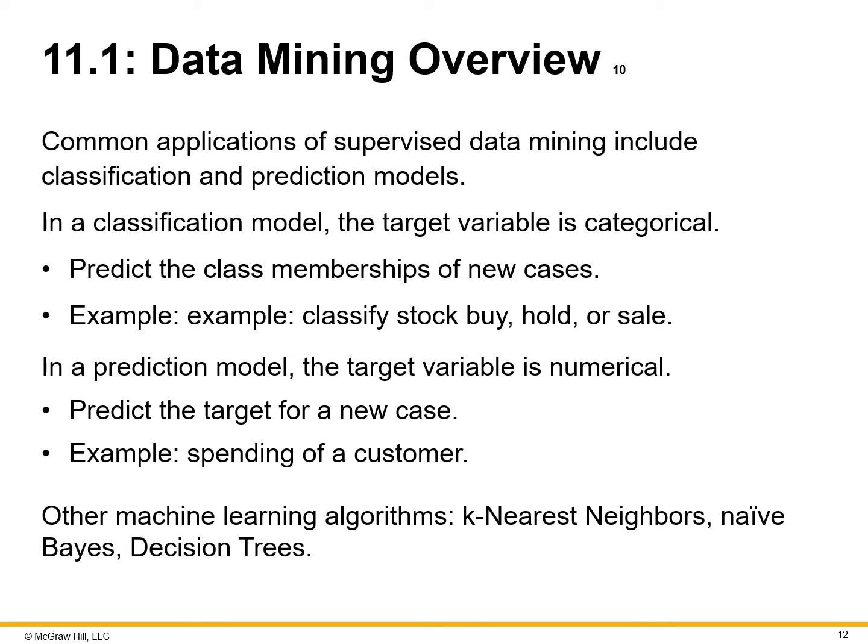Common applications of supervised data mining include classification and prediction models. In a classification model, the target variable is categorical. For example, we predict the class memberships of new cases. An example could be classify stock buy, hold, or sell, and what status basically is the stock in. In a prediction model, the target variable is numerical. Predict the target for a new case, such as the spending of a customer. A numerical value predictively, how much are they going to spend, would be an example of a prediction model.